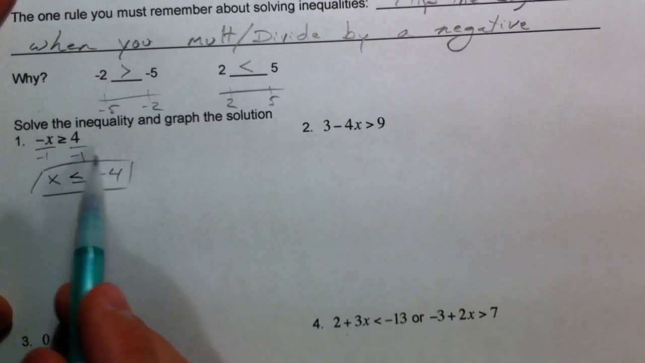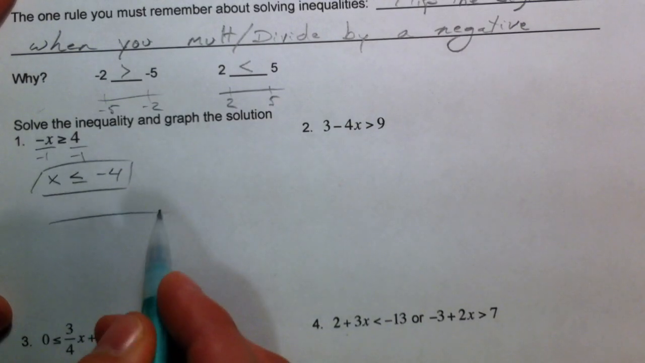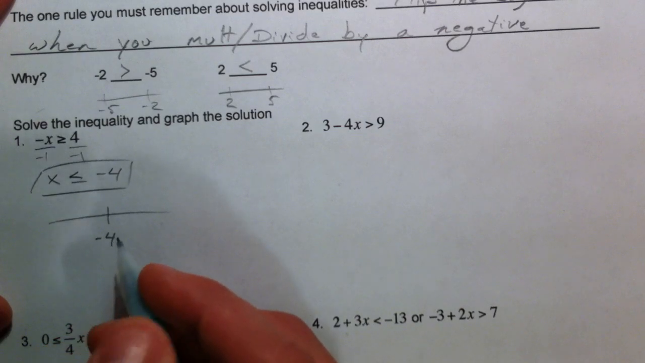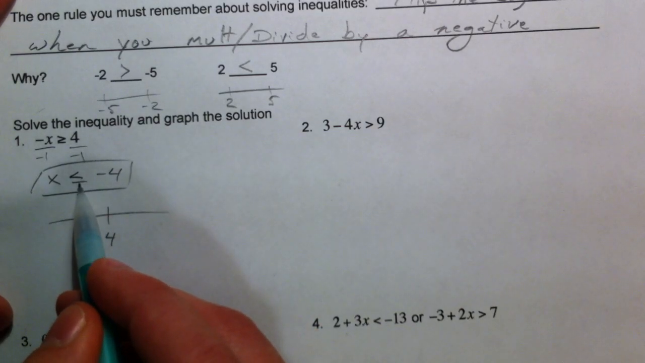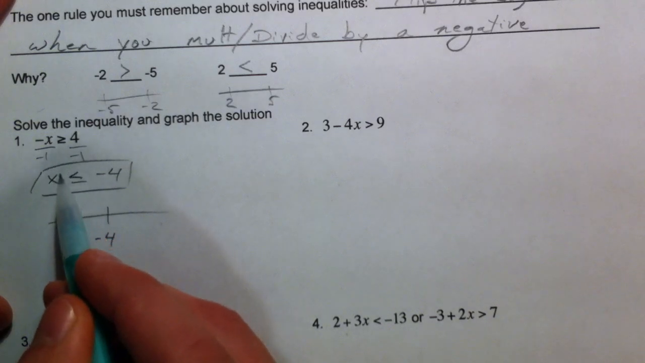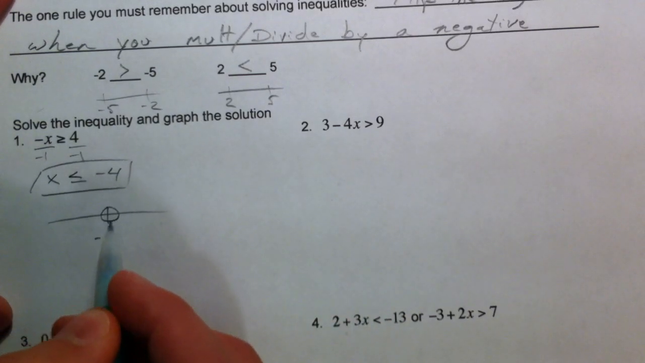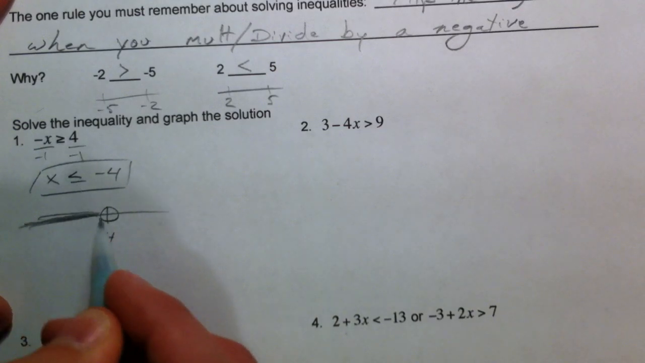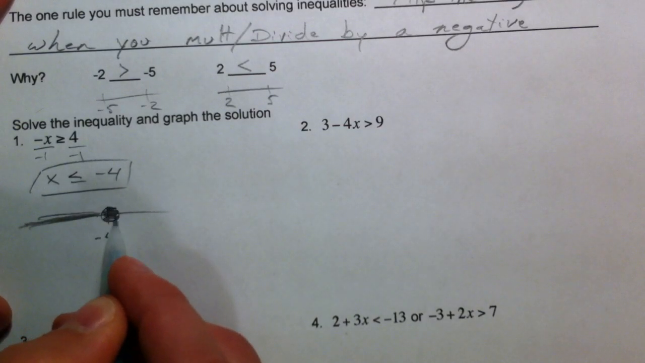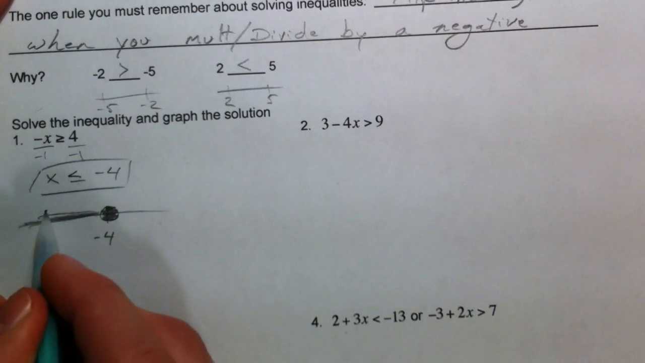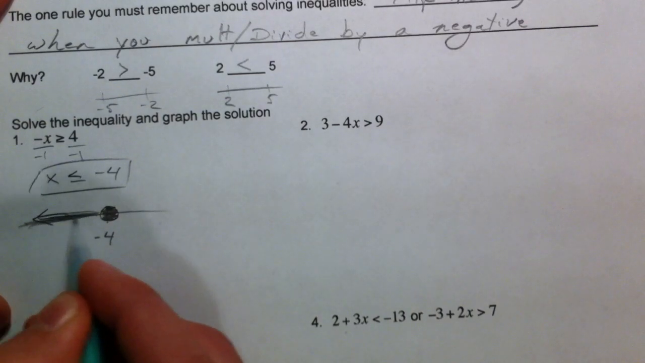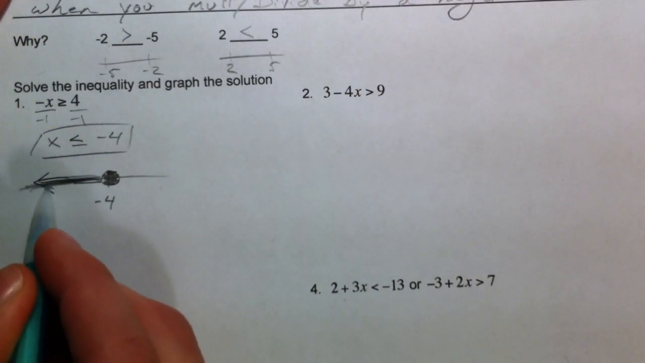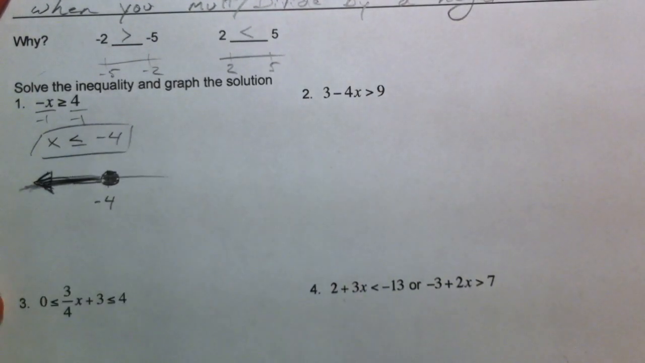Now, inequalities, this represents it, but you can also represent it with a graph. And so negative 4, x is less than. All the values less than this are this way. But it's less than or equal to, and so we're going to fill in this. And there you have it. So that's our graph. Got an arrow going that way.